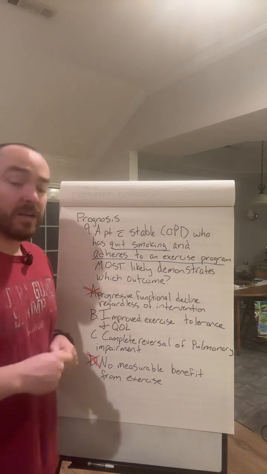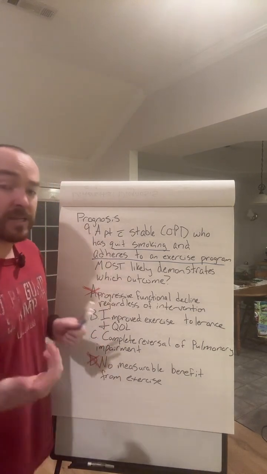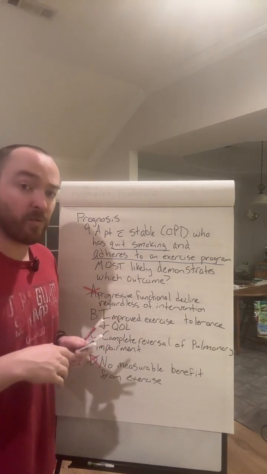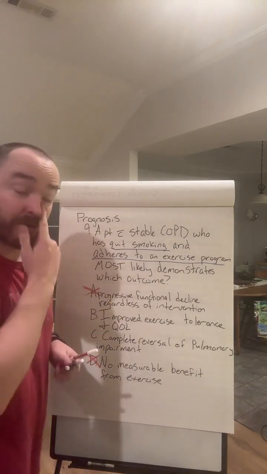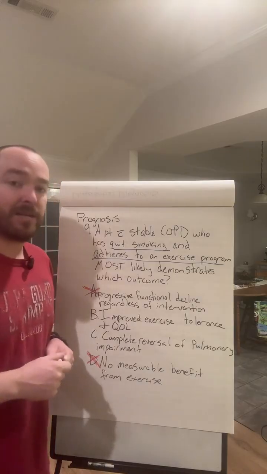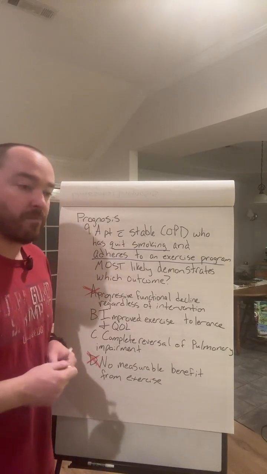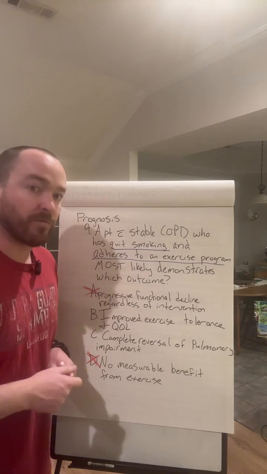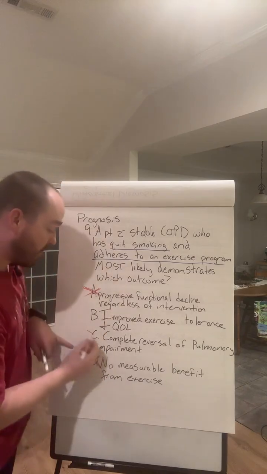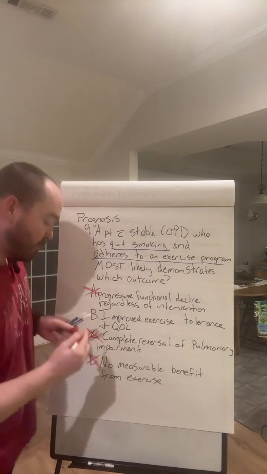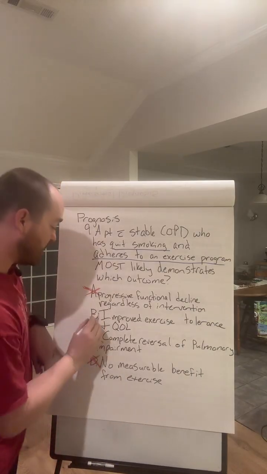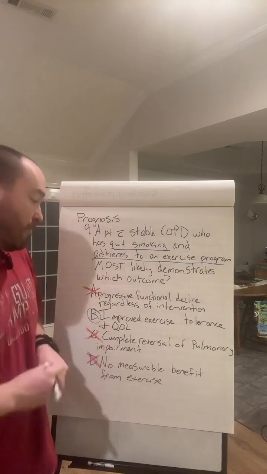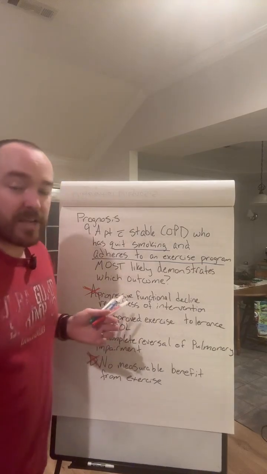So COPD does respond well to exercise and when we take away those modifiable risk factors that were making us more at risk of progressive dysfunction, right? But COPD does cause damage that is not totally reversible. And so it would not be complete reversal of pulmonary impairment. So the answer is B, because we know that exercise can improve tolerance to exercise and quality of life.